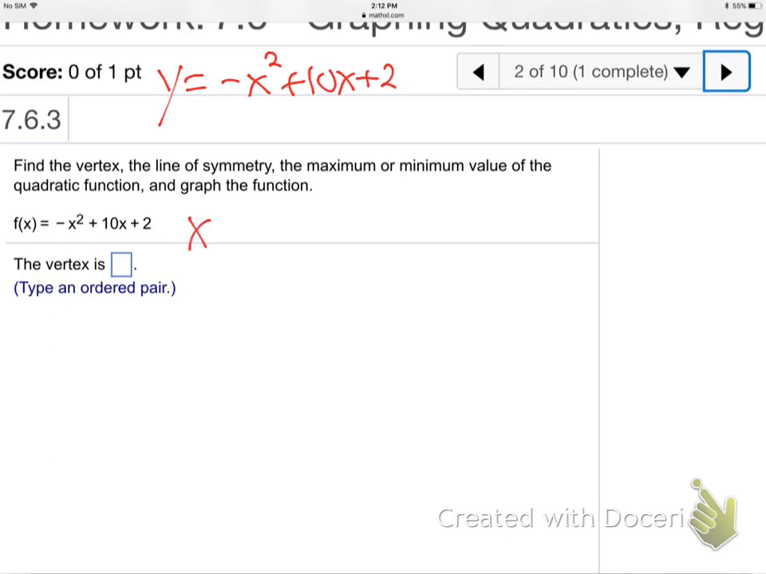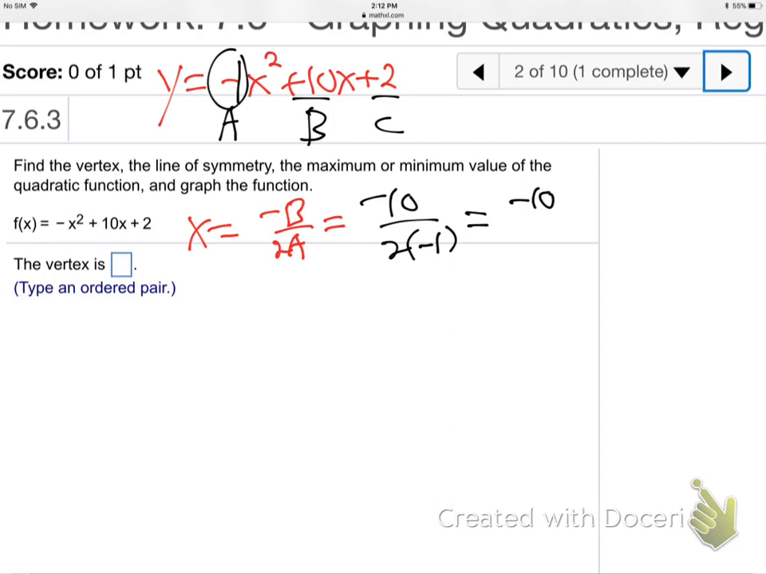So x equals negative b over 2a. Right, the outside of the quad, right? The part of the quad without the plus or minus root. A is negative 1, B is 10, C is 2. Good. Negative 10 over 2 times A. Negative 10 over negative 2, positive 5. X is positive 5. So that's step 1. What do you do to find y? Plug it in.